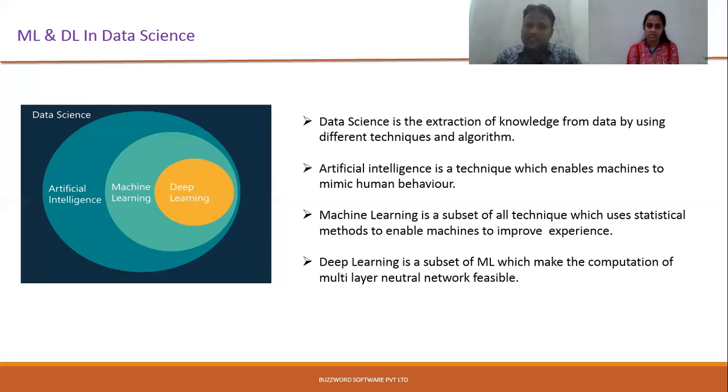Data science is the extraction of knowledge from data by using different techniques and algorithms. Artificial intelligence is a technique which enables the machine to mimic human behavior. Artificial intelligence is telling the machine that you have to analyze the person, what the person wants to do with this particular device.